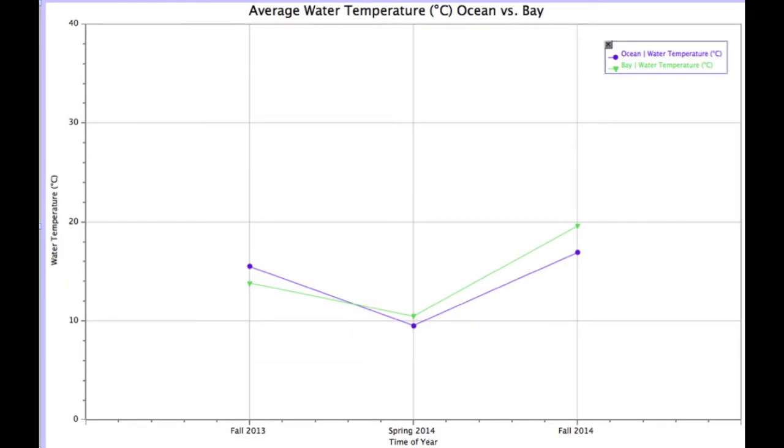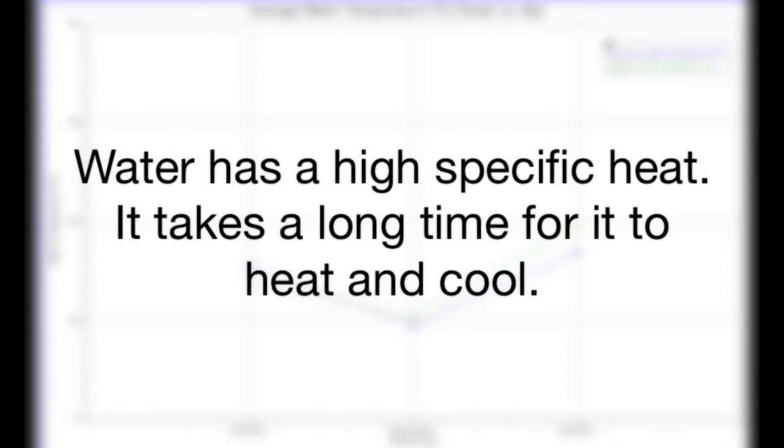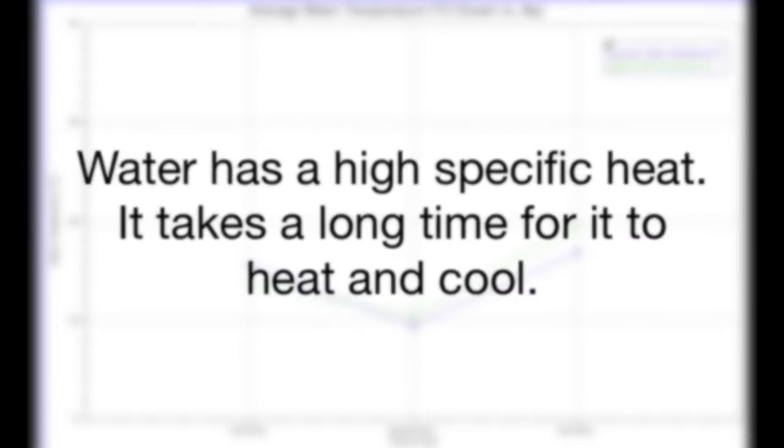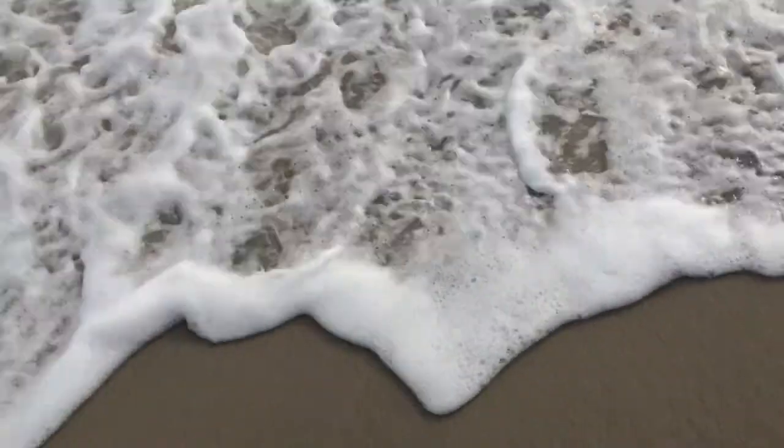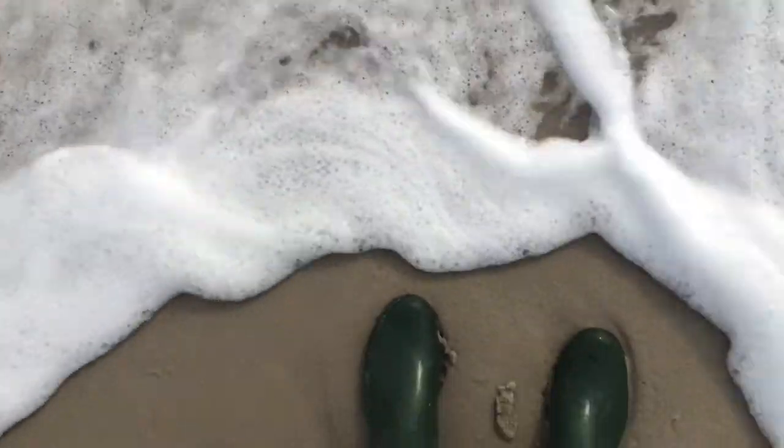This is because, unlike metal, water has a high specific heat, so it takes a long time to warm up and cool down. In the spring, the water is still cold from winter air temperatures, and in the fall, the water is still warm because the high air temperatures in the summer allowed the water temperatures to increase.